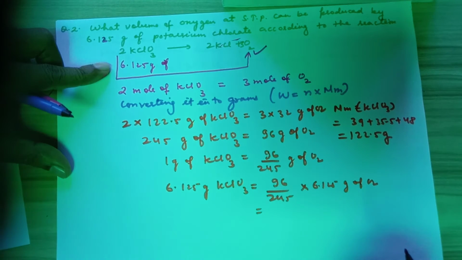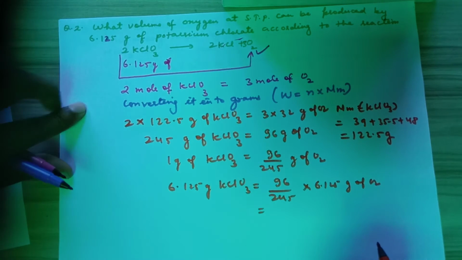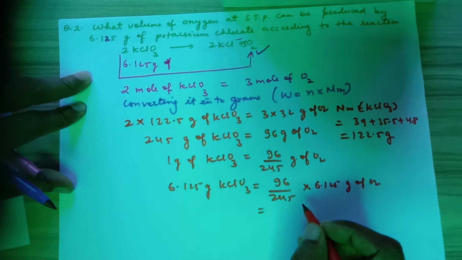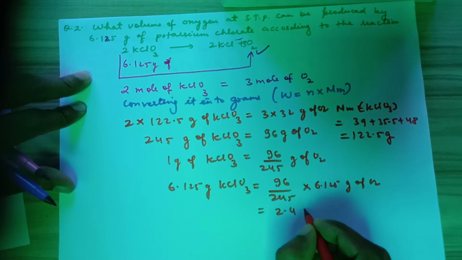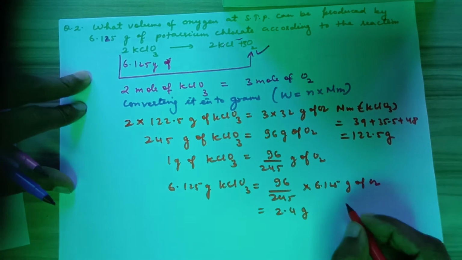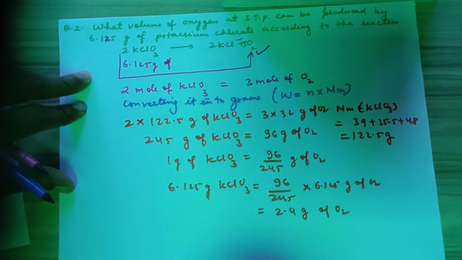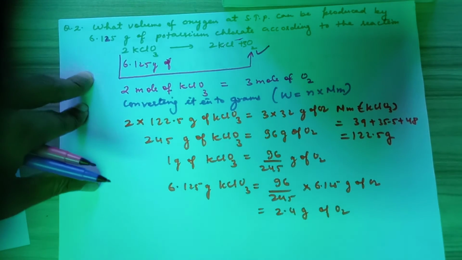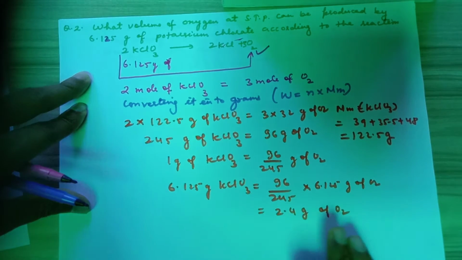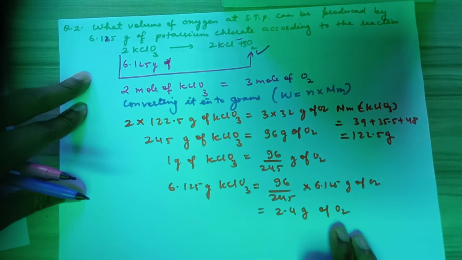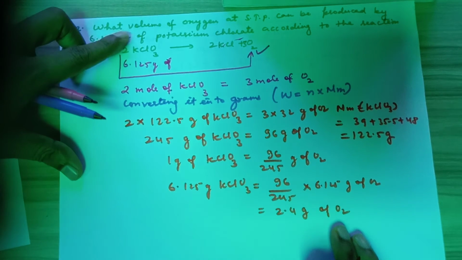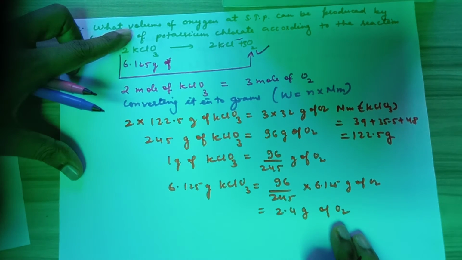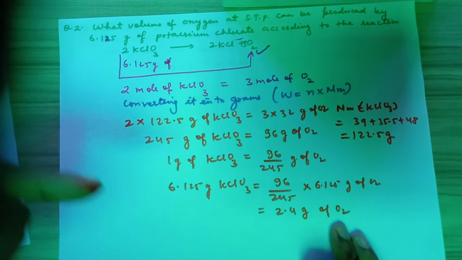Now on solving, we'll get about 2.4 gram of O2. So this is in terms of gram. Now we have to convert it into volume. Just we have to convert into number of moles, then into volume.